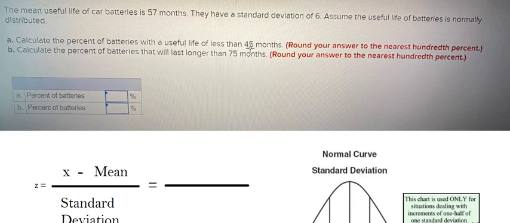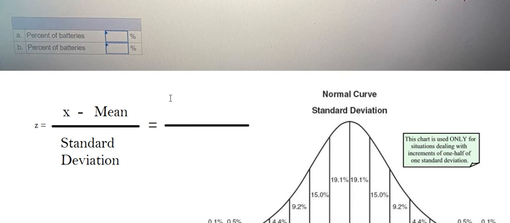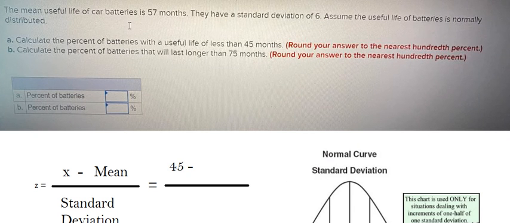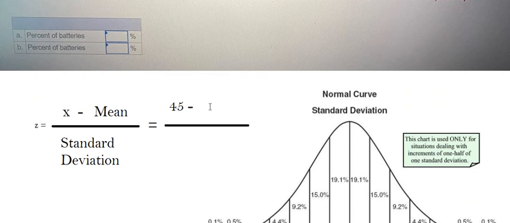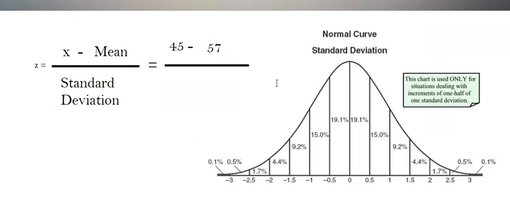Question A, we have 45. The mean is 57, and the standard deviation is 6. We calculate this number. That's about minus 2. So the Z score is about minus 2.